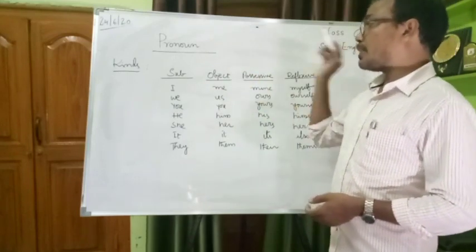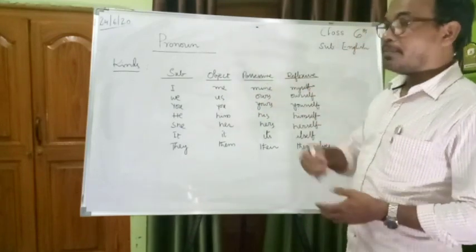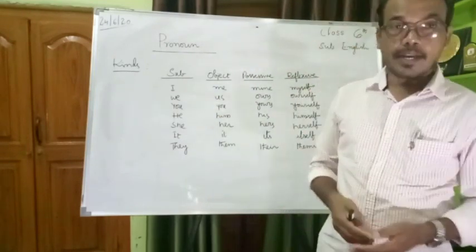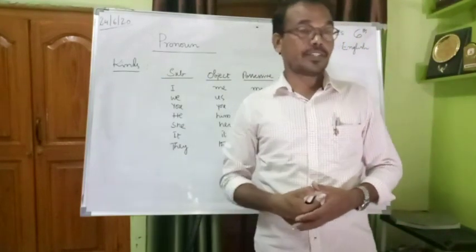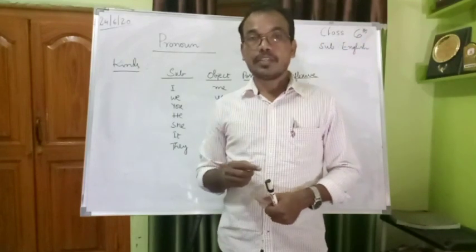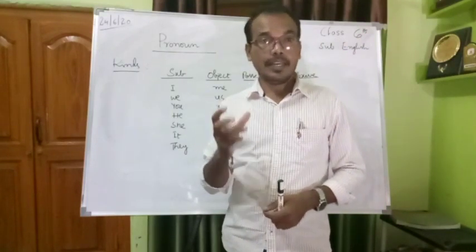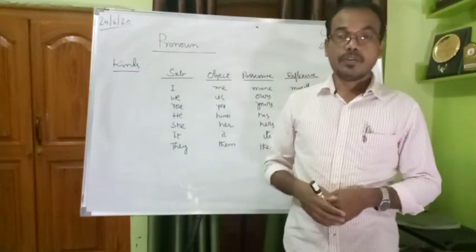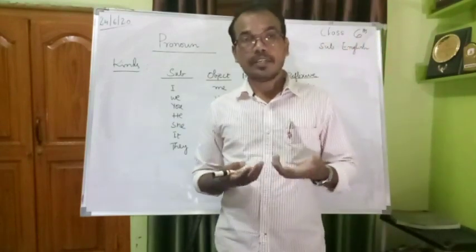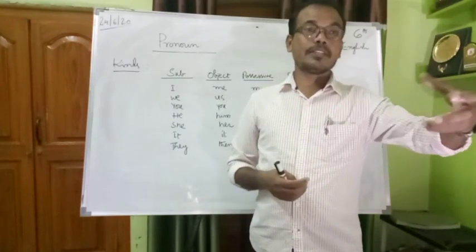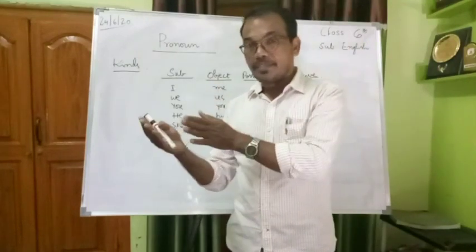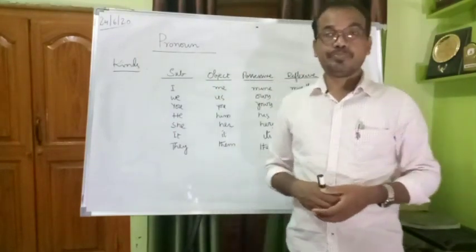Next, object pronoun. Object means receiver of the action. The doer of the action is one, and the receiver of the action is another. For example, teacher explains lessons to students. Who is doing the action? Teacher. Who is receiving the lessons, listening and receiving? Students. So subject is there, object is there.